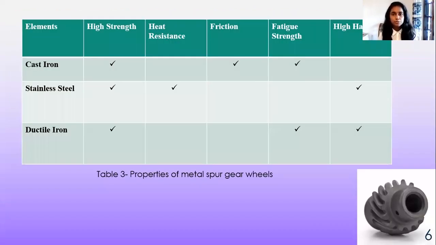Next slide shows properties of raw materials. High strength is common to all raw materials, but also fatigue strength and high hardness are common to most of them.